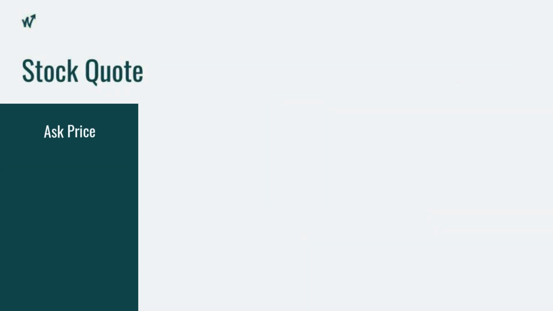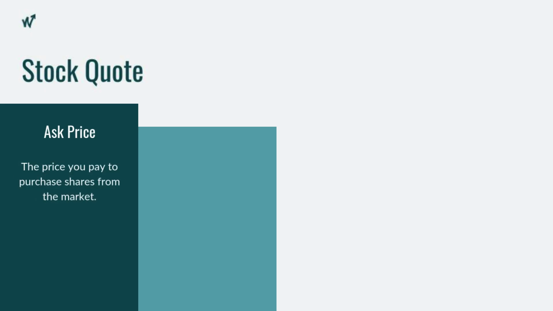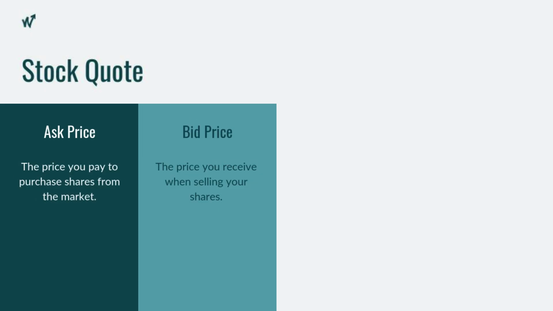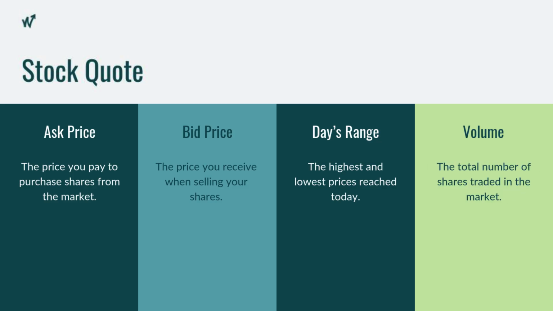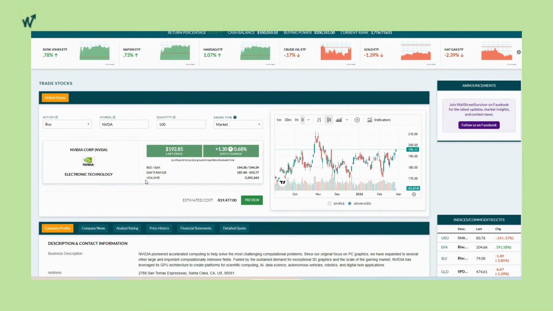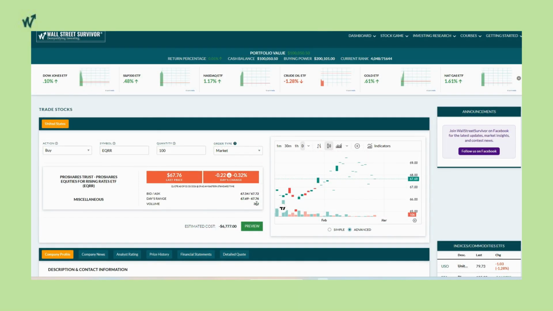When you purchase shares in a company, you pay the ask price, and when you sell a stock, you pay the bid price. The day's range shows you how much this stock has been going for today, and the volume shows how many of these shares have traded in the real markets. You can only buy and sell stocks that have trading volume, so if the volume is low, your order probably won't fill unless somebody in the real world starts trading it.